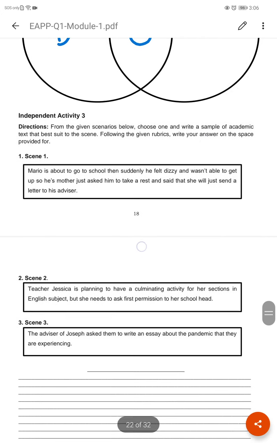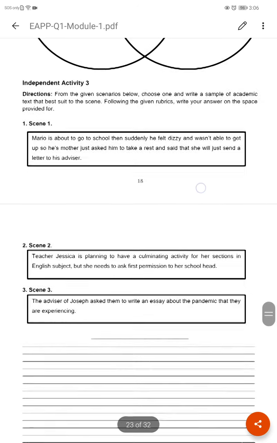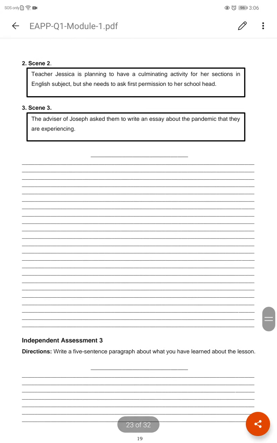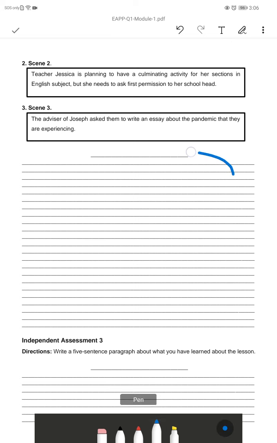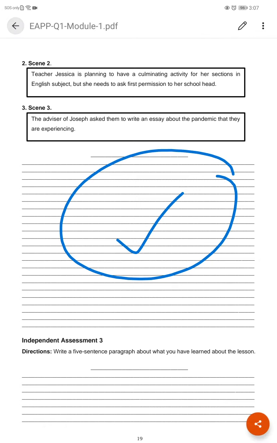Independent activity 3, directions: from the given scenarios below, choose one and write a sample academic text that best suits the scene. Following the given rubrics, write your answer on the space provided. So on your one whole sheet of paper again, you would write one academic text that you think will be appropriate for one of these scenes.